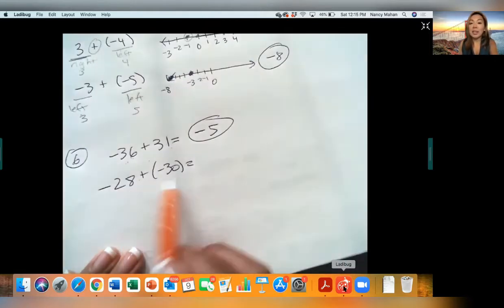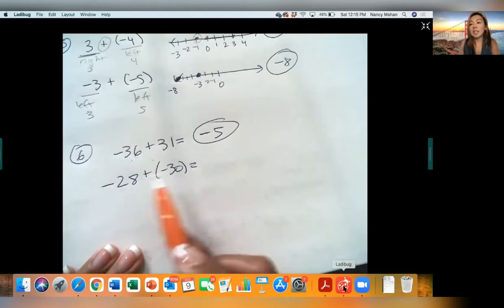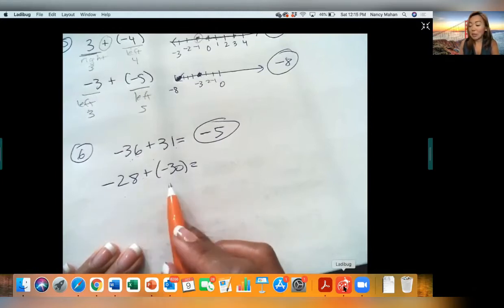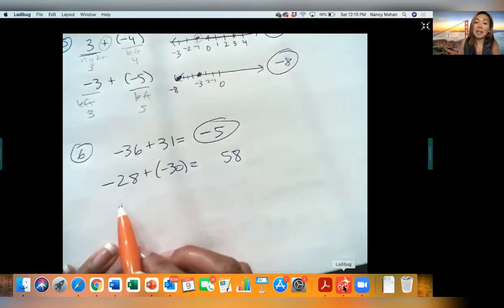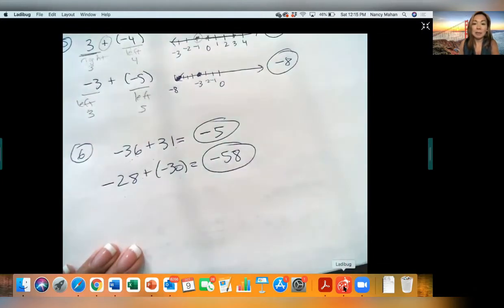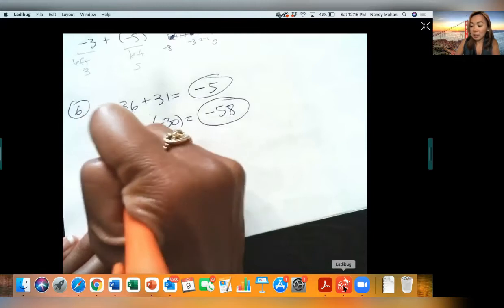So here we're walking to the left 28 times, and we're walking to the left 30 times. So when we're taking 28 steps and 30 steps, we're going to add these two together. When we add these two together, we get 58. And since we walk to the left, we know we're on the left side, so it's going to be -58. So in summary, the shortcut is this.